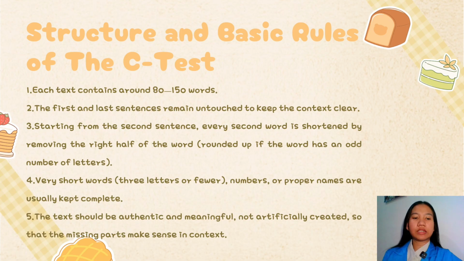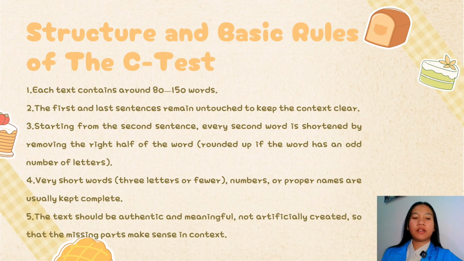The first is each text contains around 80 until 150 words. The first and last sentences remain untouched to keep the context clear. Third, starting from the second sentence, every second word is shortened by removing the right half of the word. Round it up if the word has an odd number of letters.